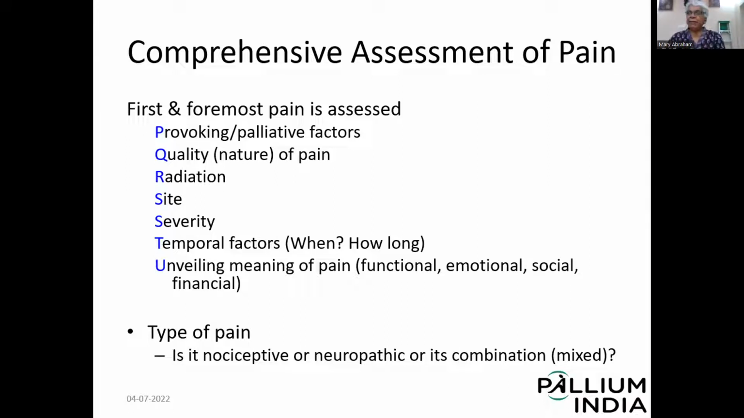Again, I think this would have been taught to you: nociceptive is pain due to tissue injury, and neuropathic pain is because of a lesion in the nervous system, whether peripheral or central. Or sometimes it could be a mix. That is also important, because when you're applying the ladder, you need to know whether you need to give an adjuvant drug or not.